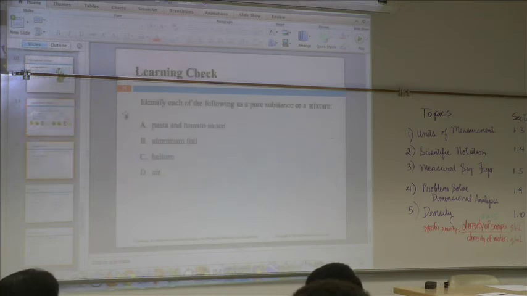So concept check. Which one would be, what's pasta and tomato sauce? Okay. Aluminum foil? Element, right? Because Al, because aluminum foil is pure aluminum actually. Yeah.